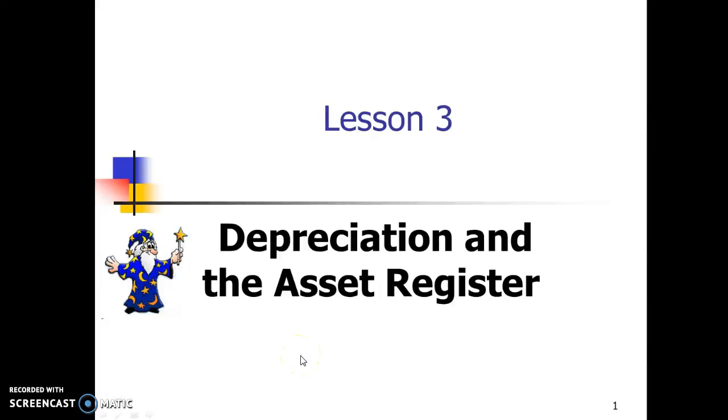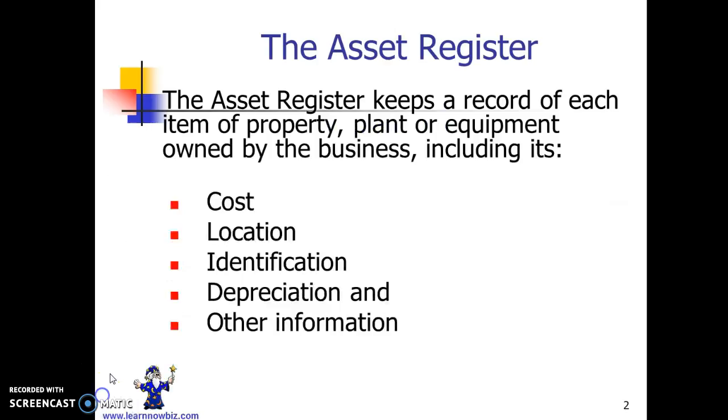This is the final lesson on depreciation and the asset registers. We've calculated the depreciation, and also we have worked on the accounting records for the disposal of a non-current asset. The next step is to have a look at this asset register, where a lot of the information that we have so far recorded in lesson 1 and 2 is also recorded.